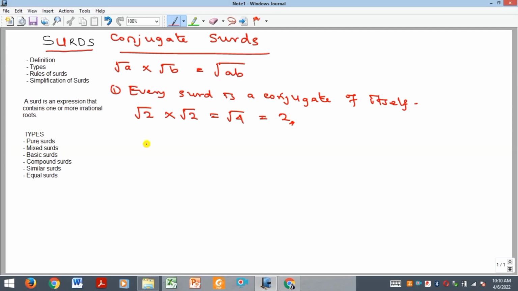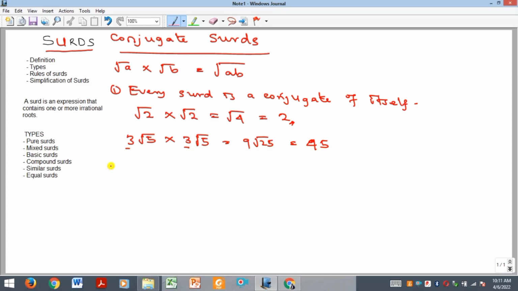Any other basic surd you pick, say 3 root 5, I can multiply this by 3 root 5, which is itself, or even just root 5. Any of it will still give you a conjugate. If I multiply by itself, 3 root 5, this number will multiply this to give me 9, and this root will multiply this root to give me root 25. And root 25 is 5. 5 times 9 will give us what? 45. Okay, so you see that every basic surd is a conjugate of itself.